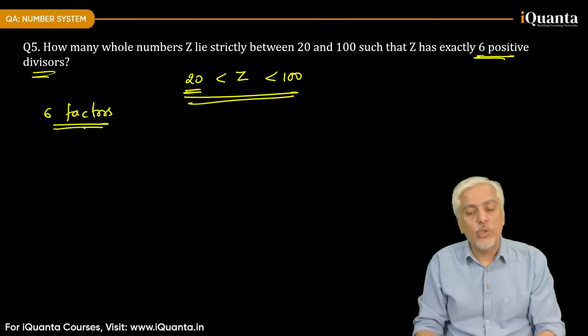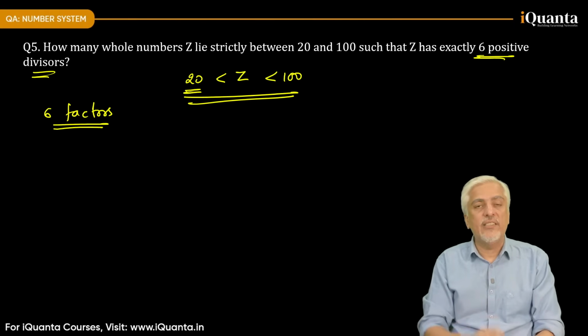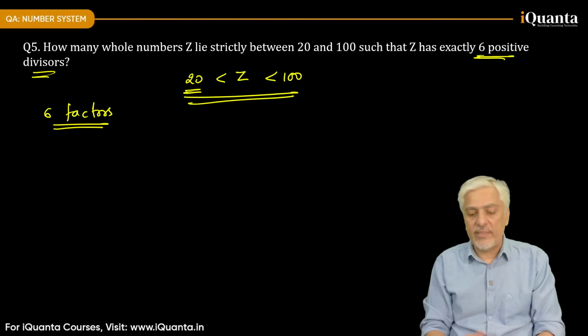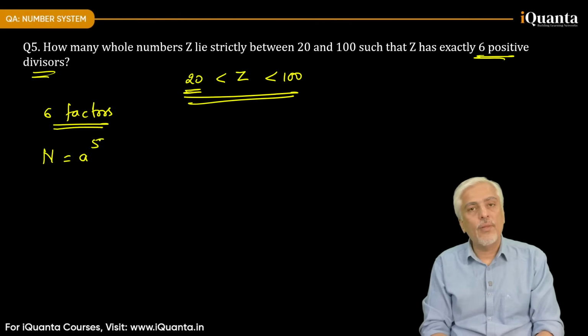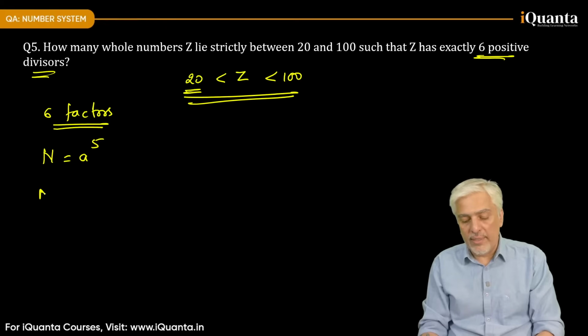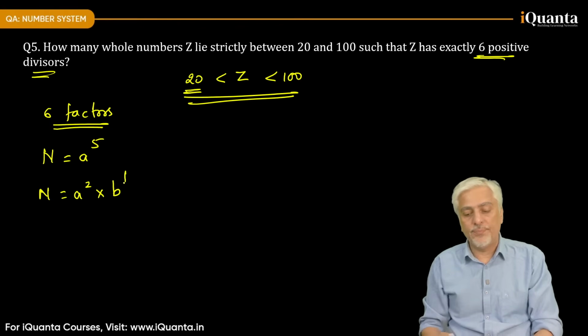Now, let's get the 2 cases where there are 6 factors. When are there 6 factors? When n can be a raised to 5, or n can be a square into b raised to 1.